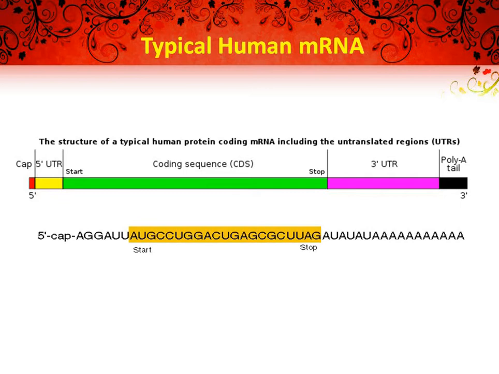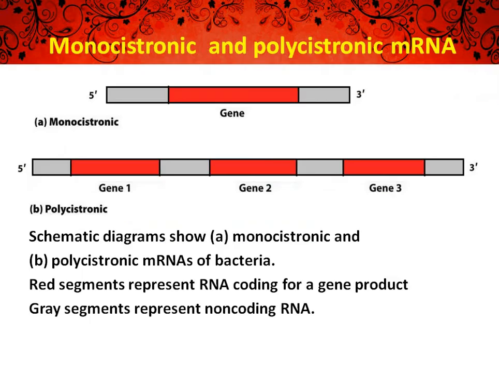Now this coding sequence is then followed by untranscribed regions. It's also called the trailer sequence. It is a non-coding region, and this non-coding region is then followed by a poly A tail. Now in prokaryotes, the cap is absent, whereas the leader sequence, the coding sequence, the trailer sequence and the poly A tail are present in the mRNA of prokaryotes.